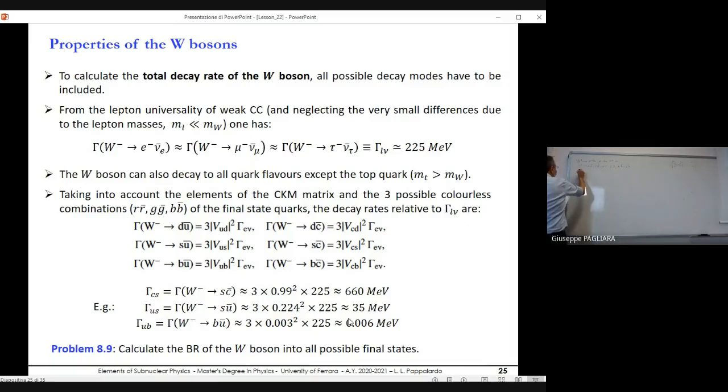So the W plus into positron and electron neutrino, let's take this as our reference. So we take the value 1. Now, for lepton universality, it must be the same also for the other two lepton channels: mu plus neutrino mu, and tau plus neutrino tau.